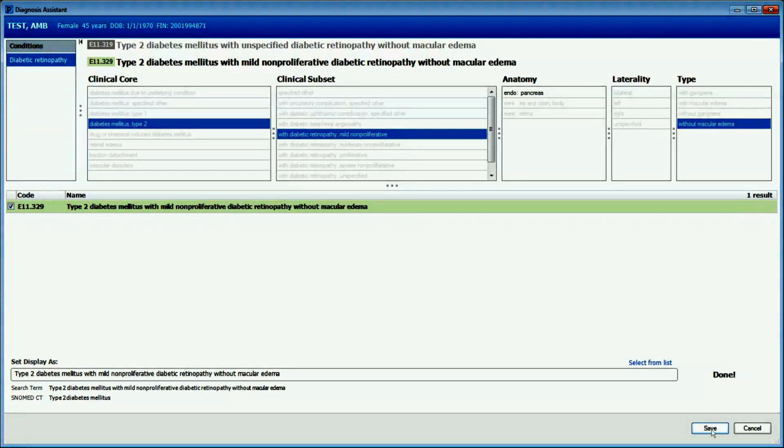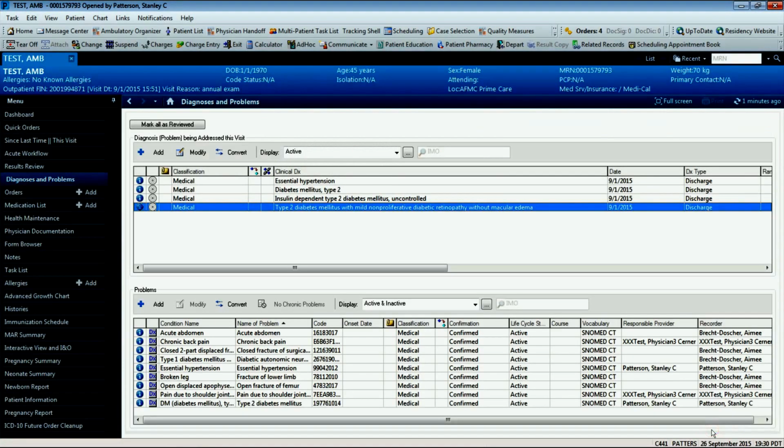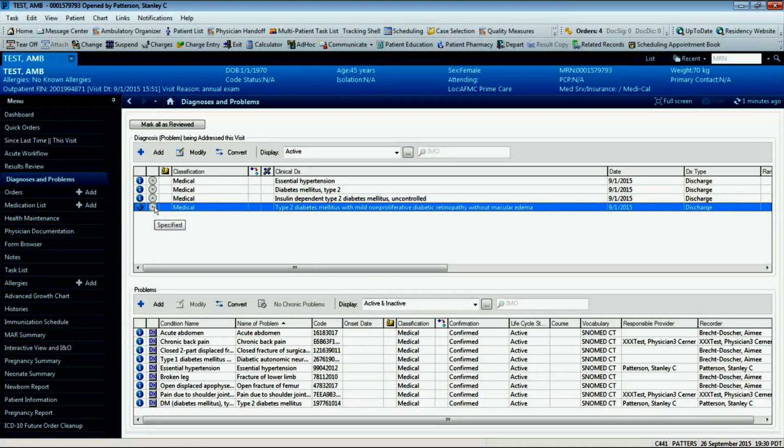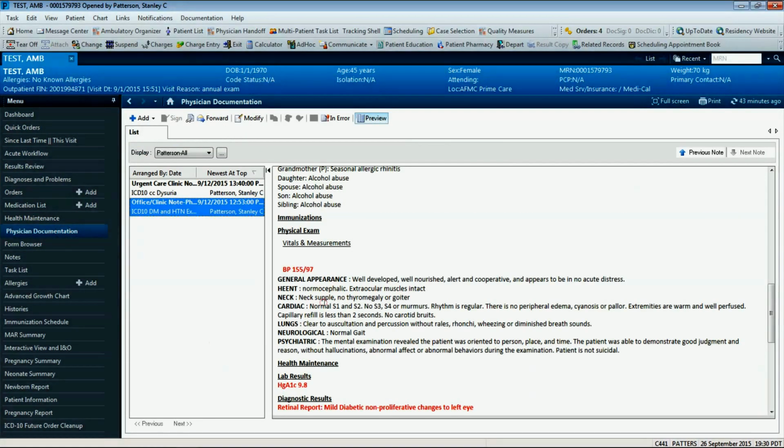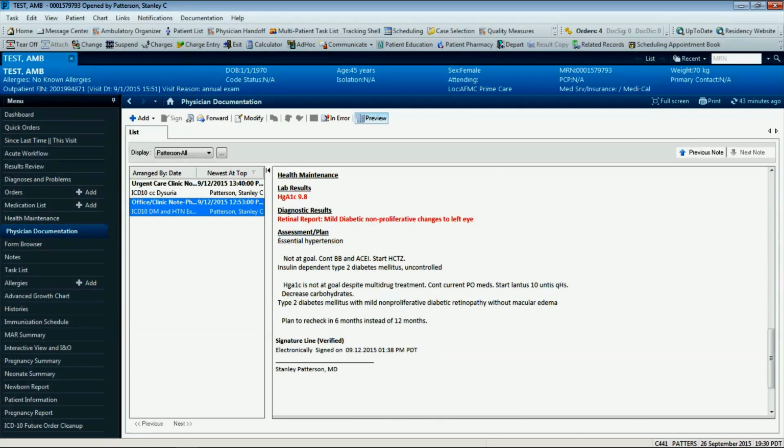So if we save this, you now have a more specific code, and the little exclamation mark goes away. So now you're being more specific, more on target. So we go back to our note. Under the assessment plan, you have essential hypertension. You have insulin-dependent type 2 diabetes mellitus uncontrolled. And you have type 2 diabetes mellitus with mild non-proliferative diabetic retinopathy without macular edema. Okay, notice how there are two different diagnoses, both of them dealing with diabetes.